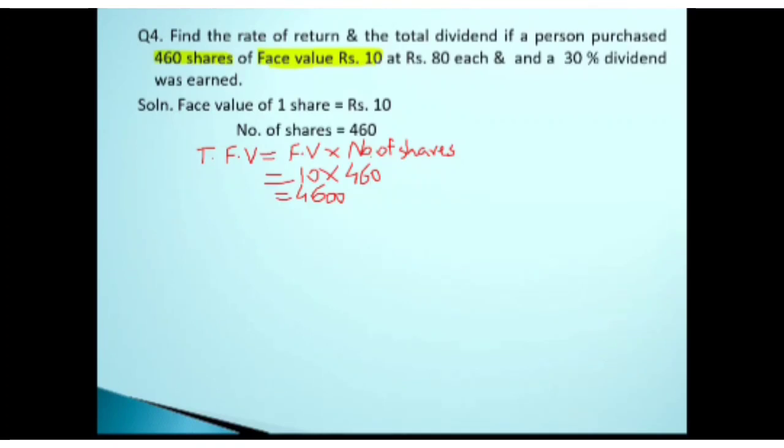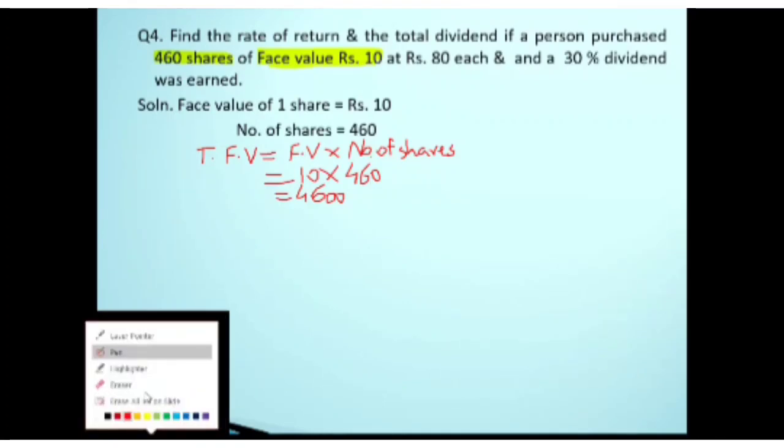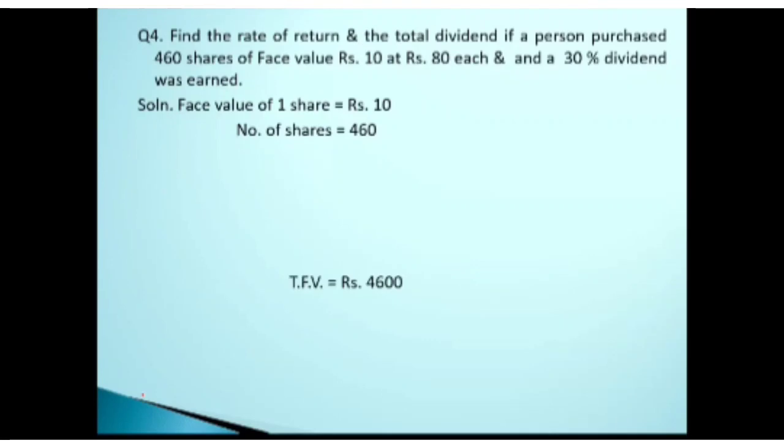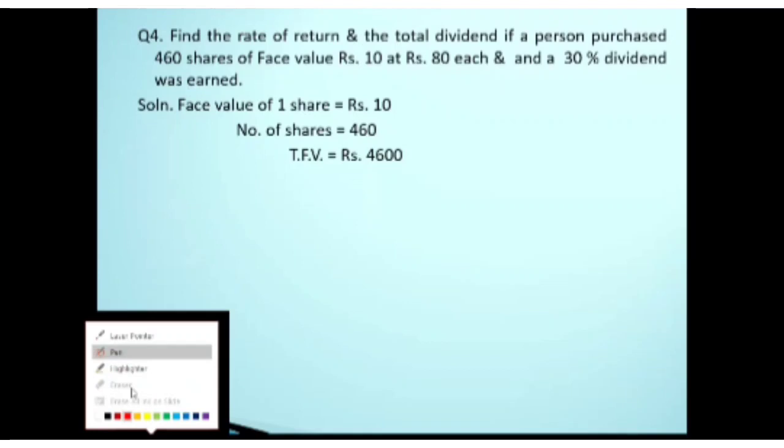So I just take out the ink that is there on the screen. In the next step, TFV, just now I had shown with the calculation, was coming to be 4,600, which many of the students got. All right. So now after this, we are going to move ahead and we will see what are the other data that are given in the question.